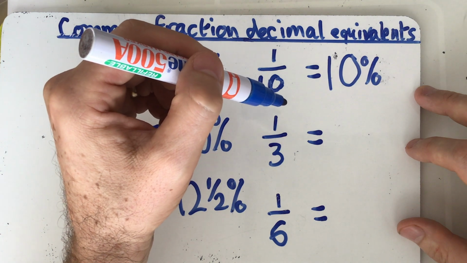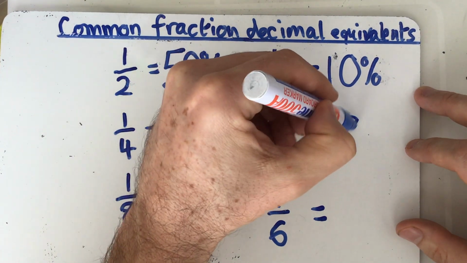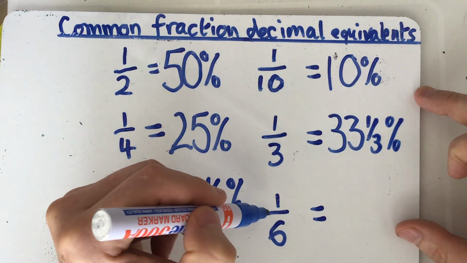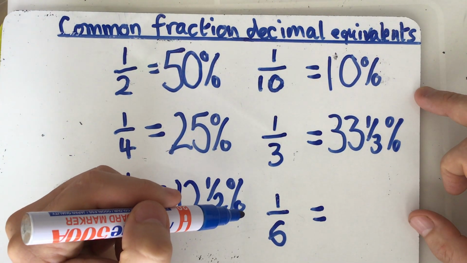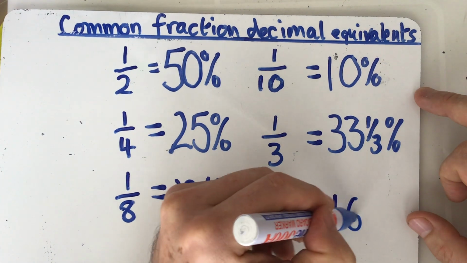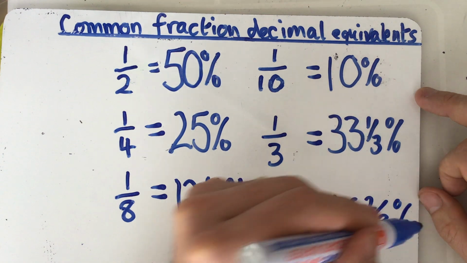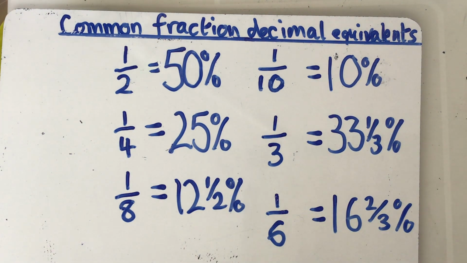1/3, give you a few seconds. 33 and 1/3%. And 1/6, I wonder if you got that one right. 16 and 2/3%. If you want to practice those fraction decimal equivalents, you can play the video again. Thanks for listening.